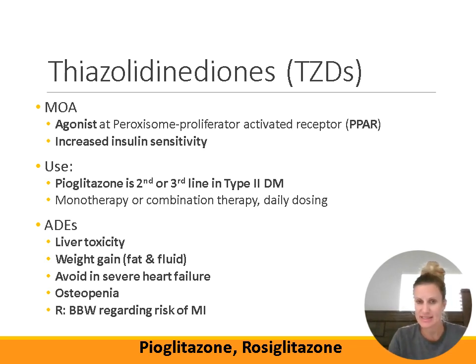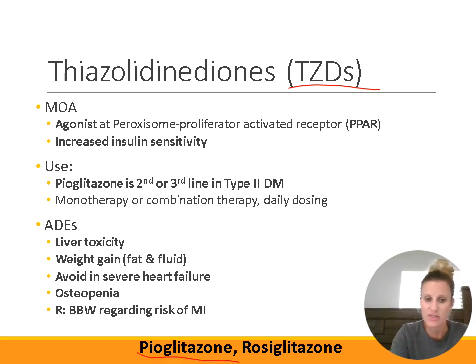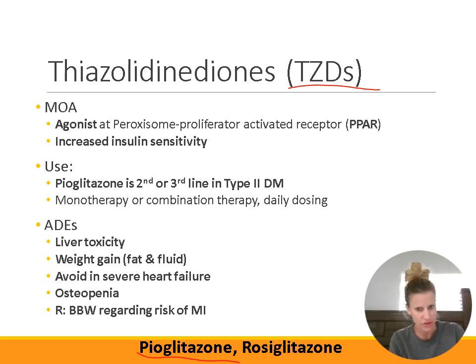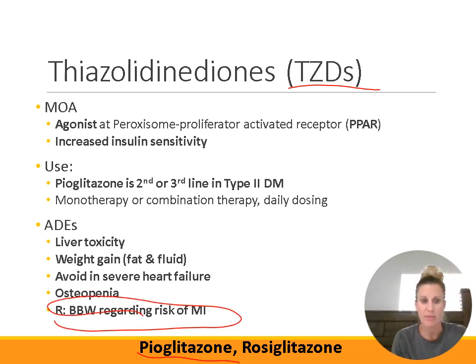So next we'll talk about the TZDs. TZDs include pioglitazone and rosiglitazone. Rosiglitazone is not used as much, pioglitazone is used more, and that's because rosiglitazone is associated with cardiovascular adverse drug effects. So actually it's down here at the very bottom. Rosiglitazone has a black box warning regarding an increased risk of myocardial infarction. So pioglitazone would be recommended over rosiglitazone.